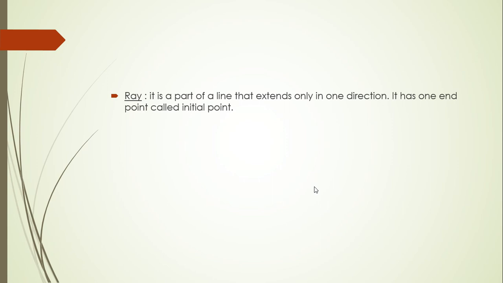Ray. It is a part of a line that extends only in one direction. It has one end point called the initial point. You can see the example. It is a torch, and here one point is fixed, that is the initial point, and another here is an arrow, which denotes that it goes infinitely. This is a ray, an example of a ray.